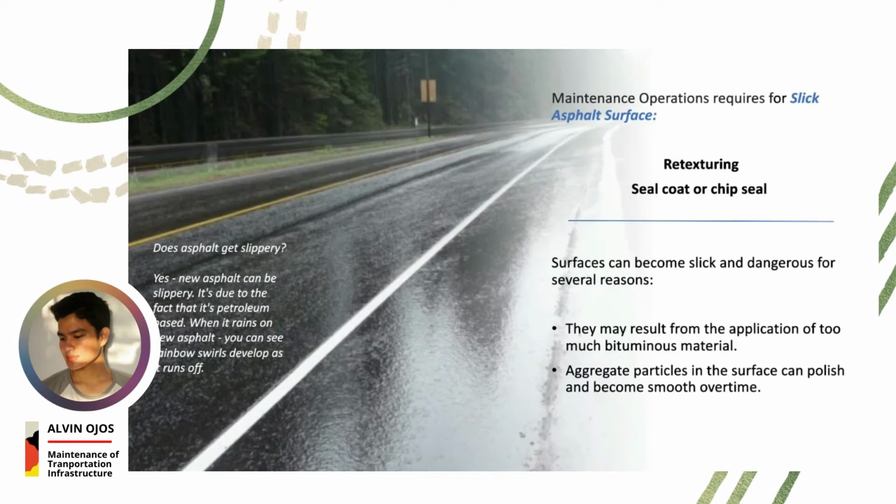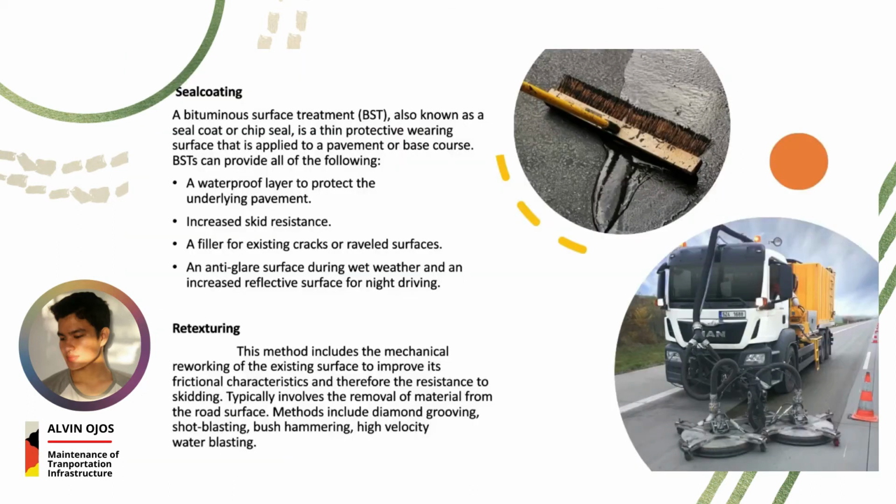Aggregate particles in the road surface can polish and become smooth over time. So it's because of friction between vehicle, especially the tires and the aggregates. So over time, our aggregates become polished. Plus, we also have what we call rounded aggregates. So the maintenance operations required are seal coating and retexturing.